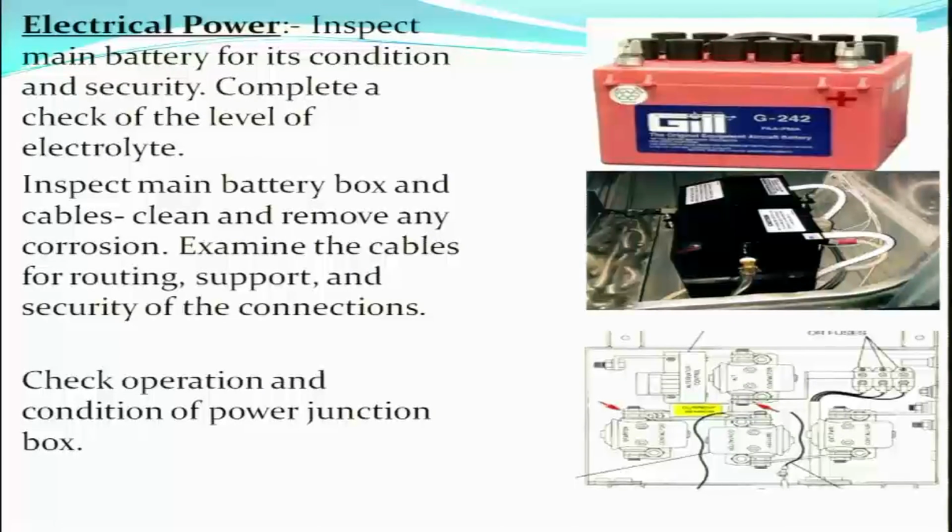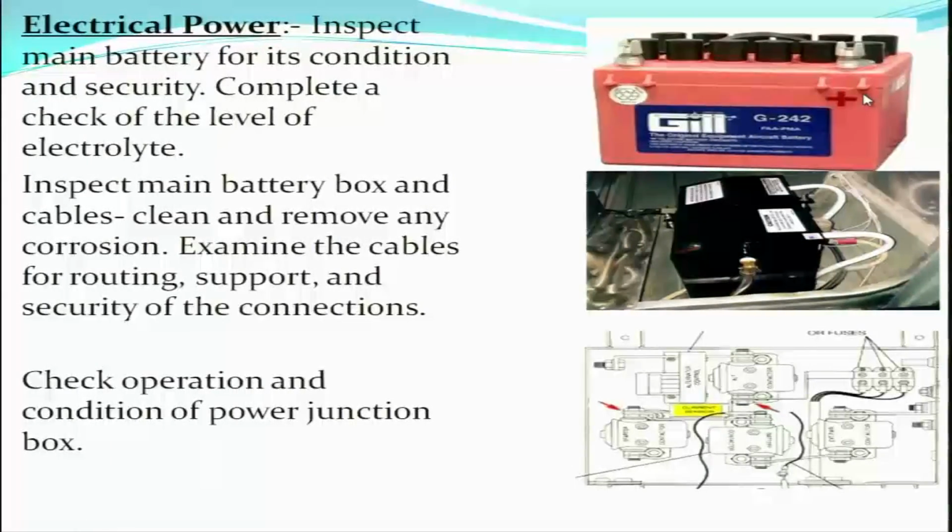Electrical: battery for its condition and security. You can see this is the battery. We check the battery condition, whether it is securely attached, and complete a check of the level of electrolyte. Within the battery, we also check the level of the electrolyte.